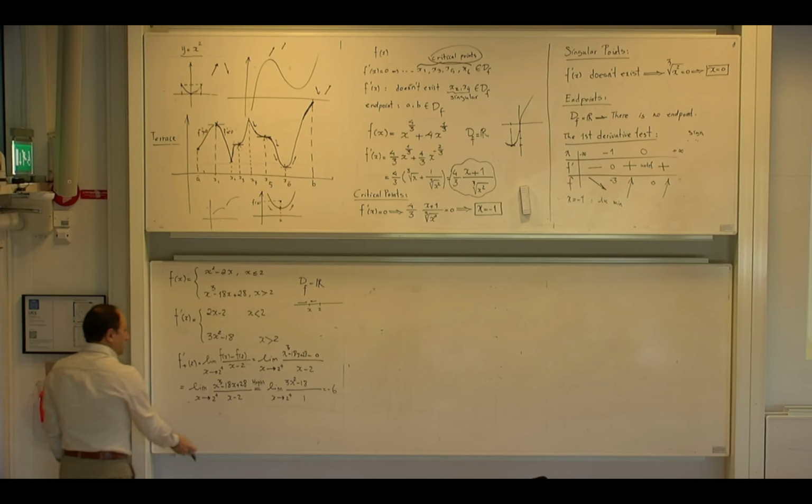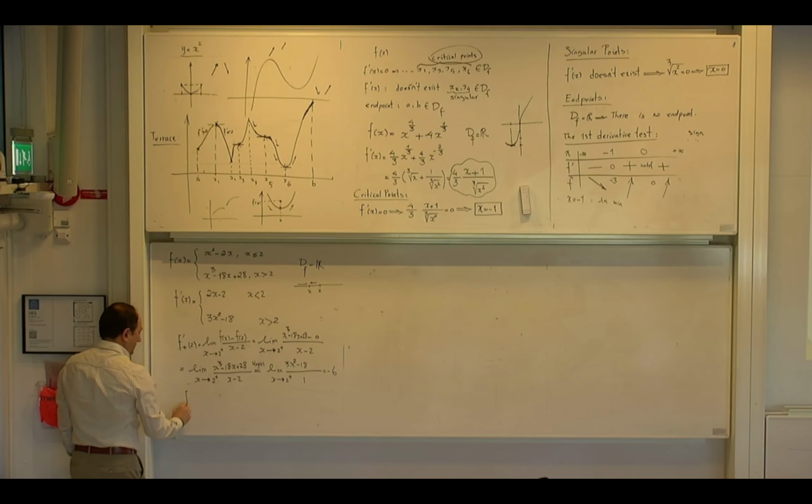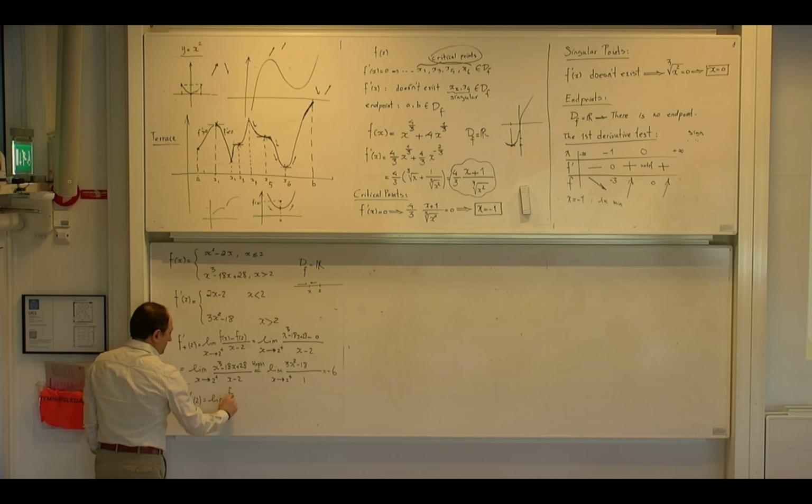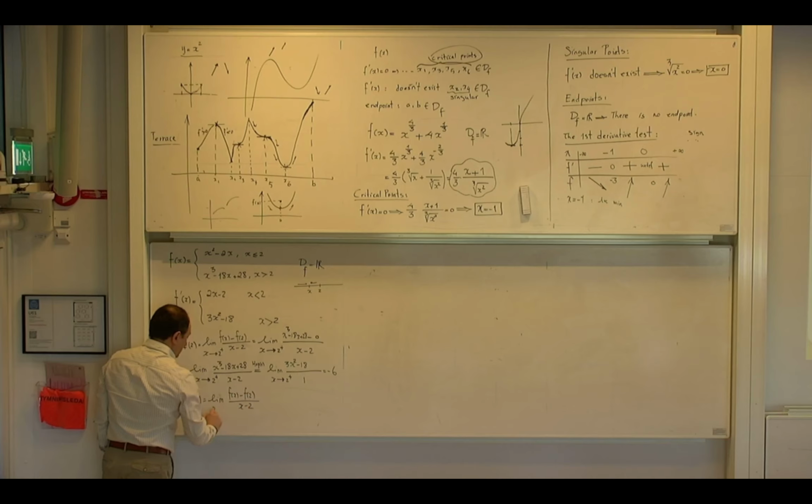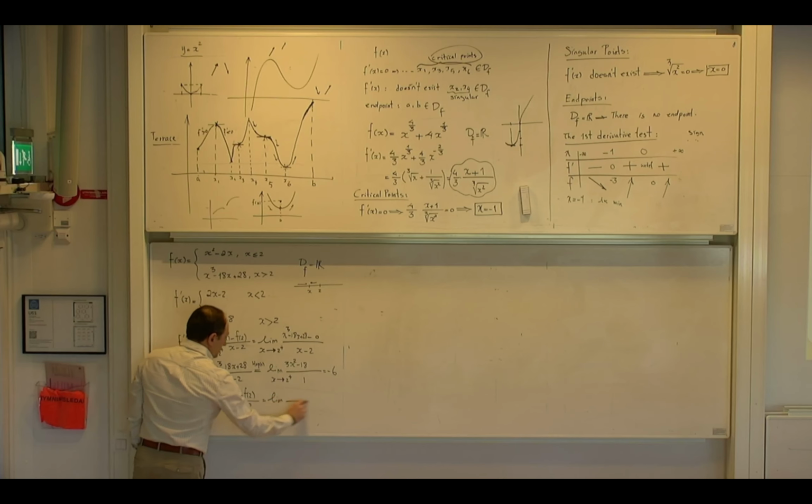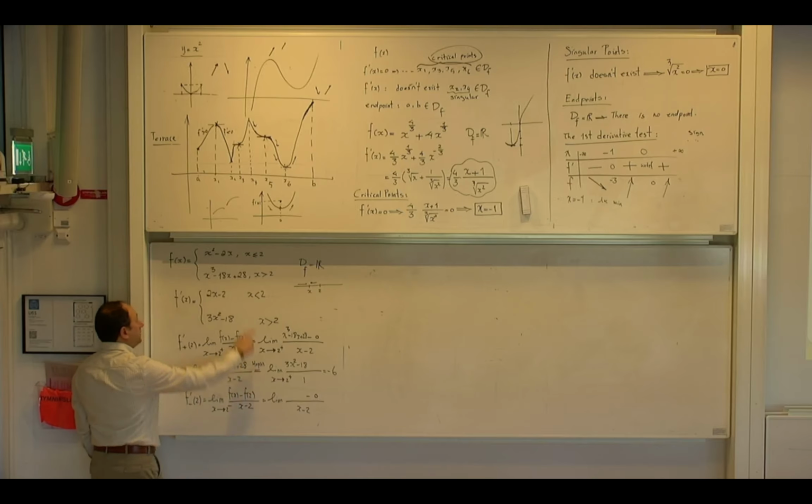And then I calculate f prime minus at 2, so this will be the limit of f of x minus f of 2 divided by x minus 2, x goes to 2 from the left this time. This one is the same, 0. This one, I have to choose the first one.